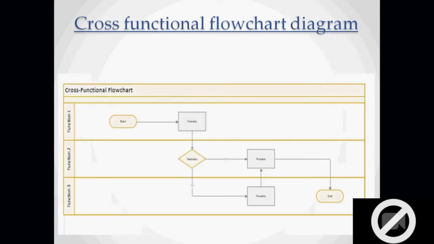Then we call these rows, like this column line, the swim lanes. It's just like a swimming pool. You call the whole thing a pool, and then you have different people, different countries, competing in different lanes. That's why they call it swim lanes. So you can use that to model a process.